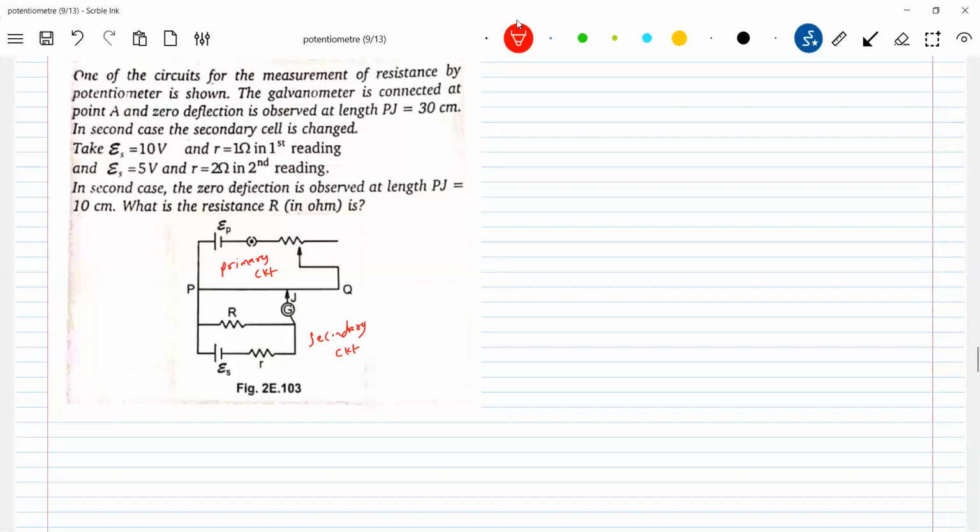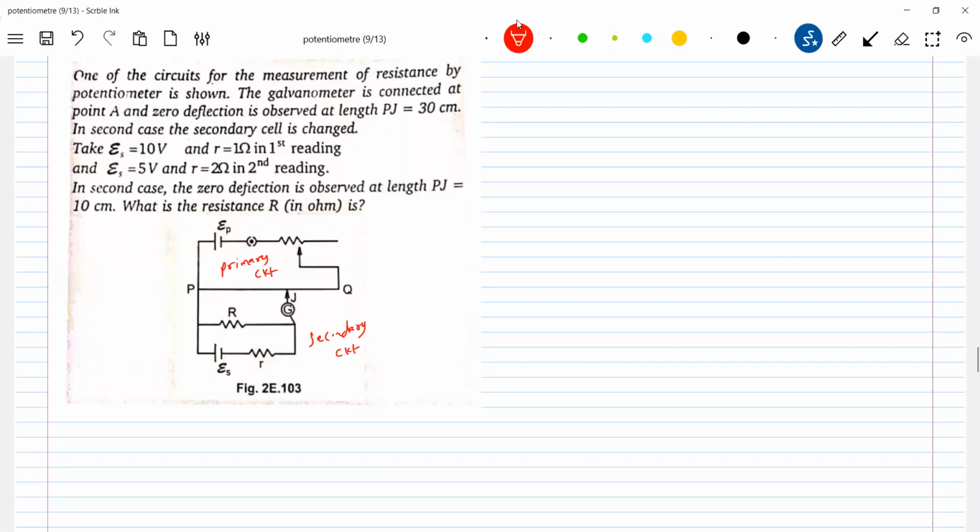A cell connected in the secondary circuit we'll call ES. I think what he did is he has replaced it, and in the second case, zero deflection is observed at length PG equal to 10 cm. What is the resistance R? Some different situation he has brought.